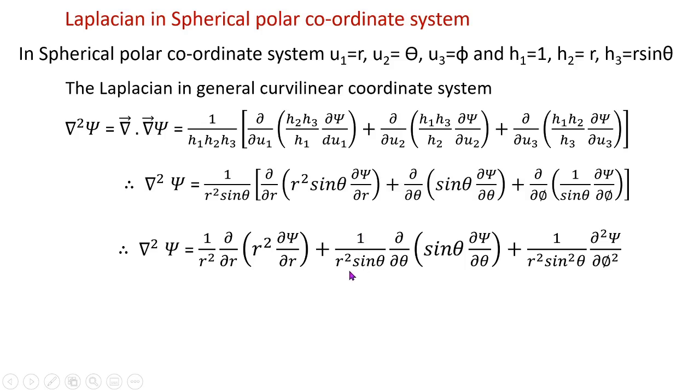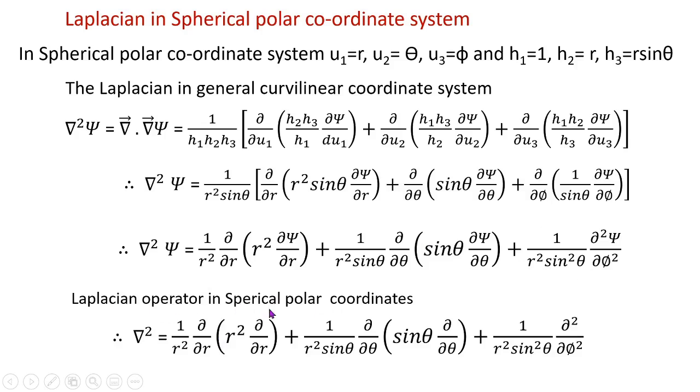Then the second term is 1 upon r square sine theta del by del theta of sine theta del psi by del theta, plus 1 upon r square sine square theta del square psi by del phi square. This 1 upon sine theta is constant with respect to phi, therefore it combines with this r square sine theta. Here we get r square sine square theta, for the Laplacian operator in spherical polar coordinates.